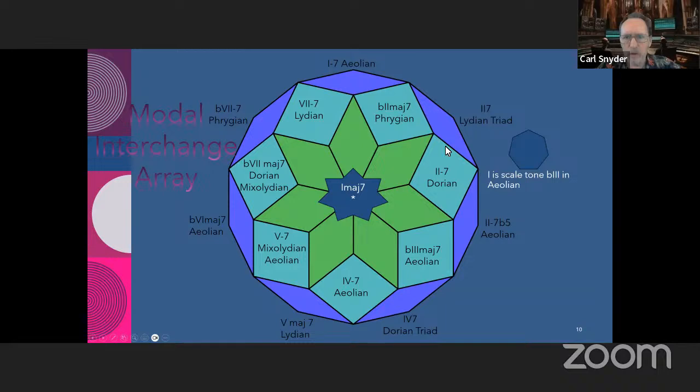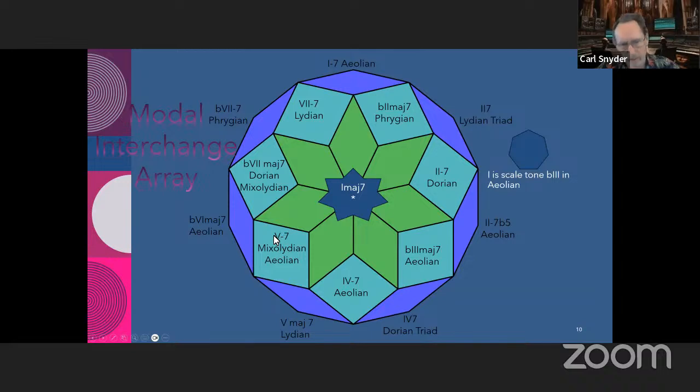So again, as we move around the circle, you see that most of the time it's inferring only one chord, but once in a while, in the case of the flat 7, or the 5 minor 7, you have two possible modes. So flat 7, you have either Dorian or Mixolydian.